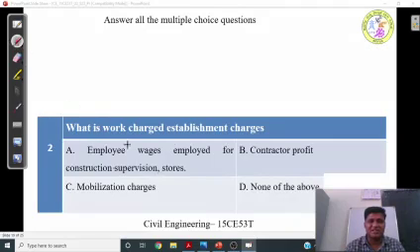What are work charged establishment charges? Employee wages, contractor supervisors are sourced, contractor profit, mobilization charges, or none of the above. The right answer is A. Work charge establishment, which is around 1 to 3%, is for giving salaries to the people who have been employed at the construction site for safety and for supervising the works.